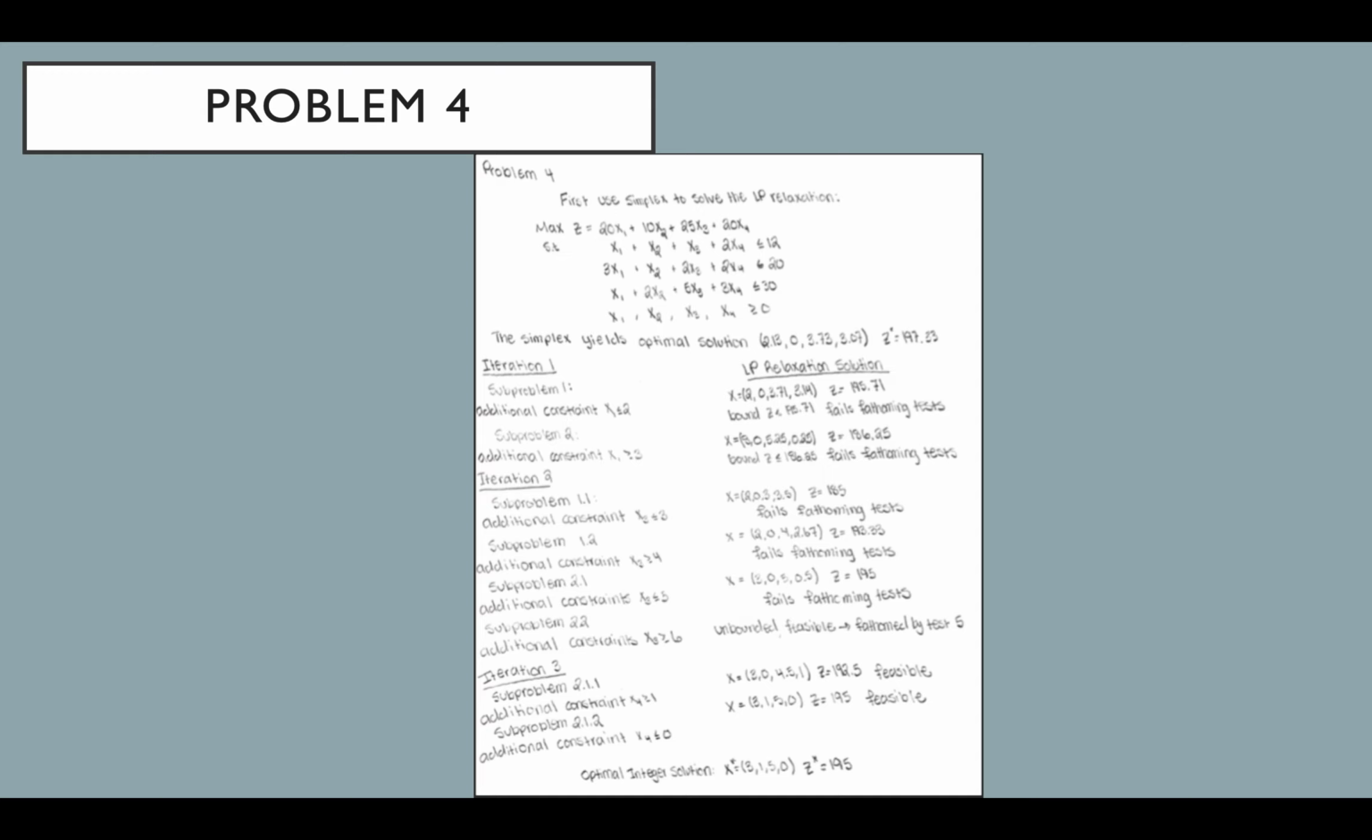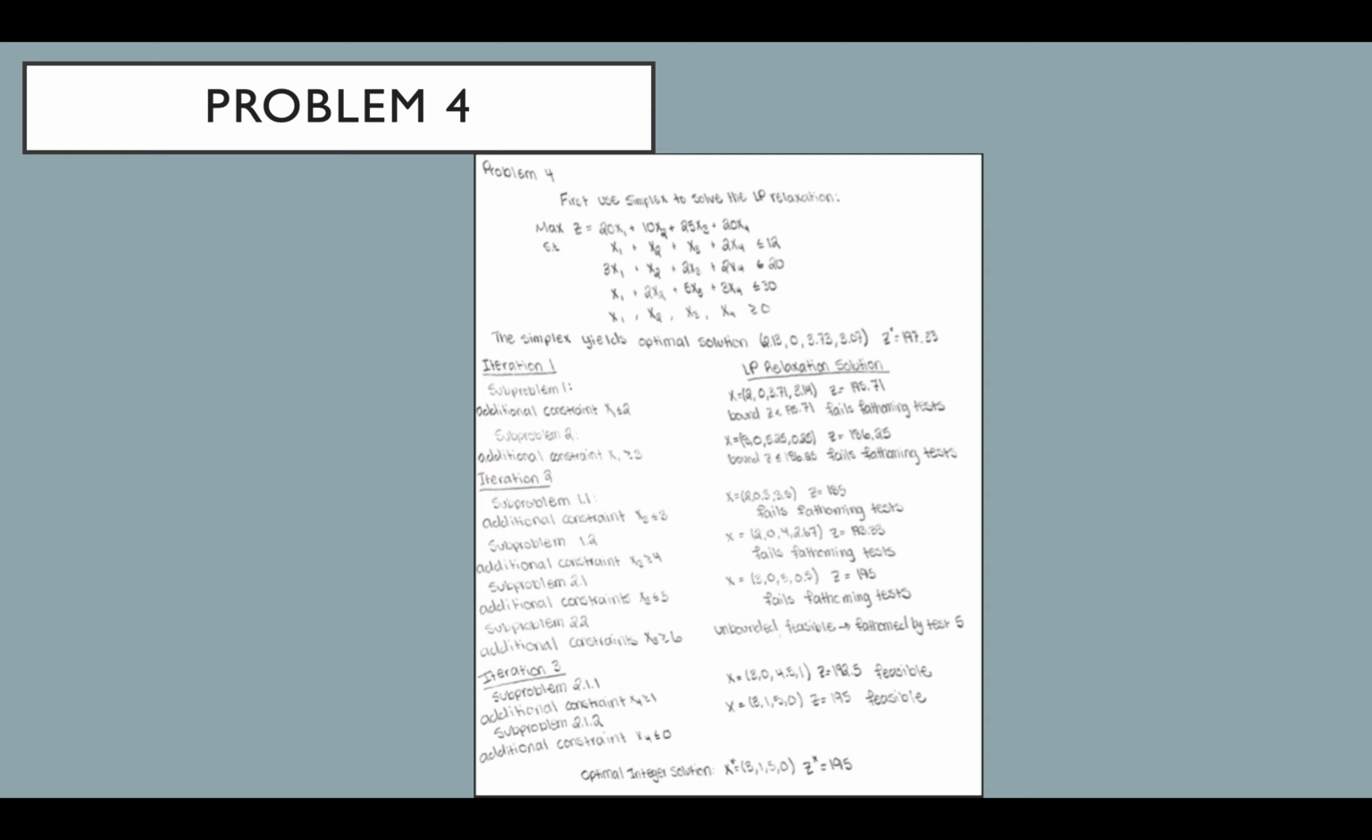Now we move on to problem 4. Question 4 asks us to use the MIP branch and bound algorithm presented in chapter 11 to solve the problem of maximizing z equals 20x1 plus 10x2 plus 25x3 plus 20x4, subject to the constraints given, as well as constraining each of the decision variables to be integers.